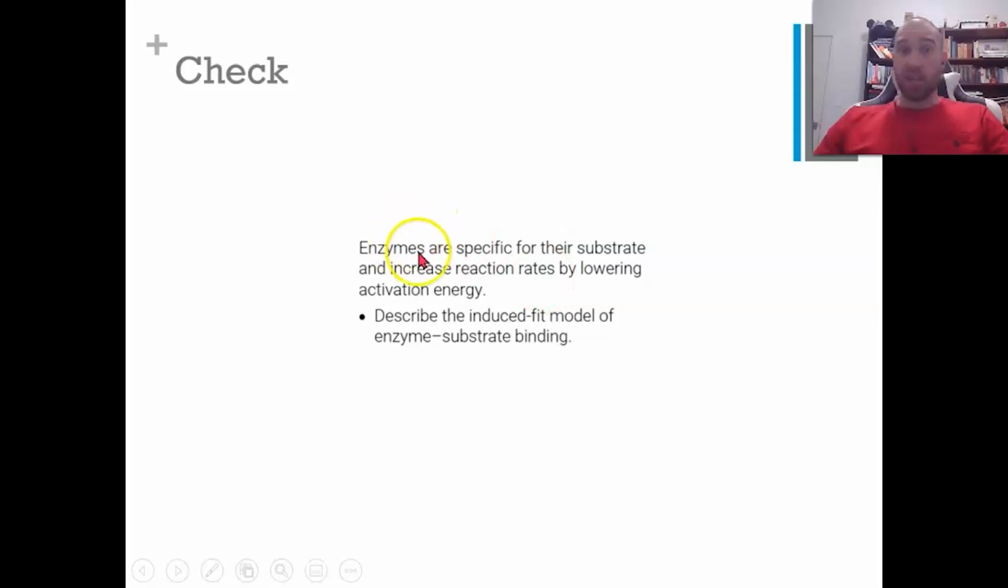So our check. Enzymes are specific for their substrate. They increase reaction rates by lowering activation energy. And you need to describe the induced fit model of enzyme-substrate binding.